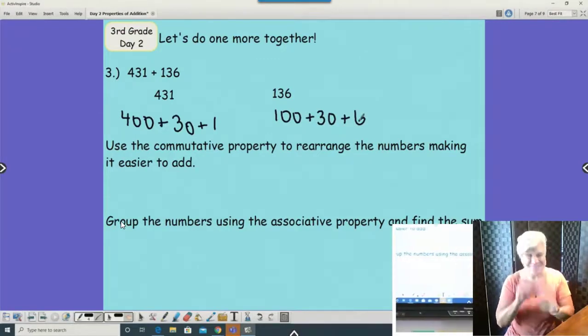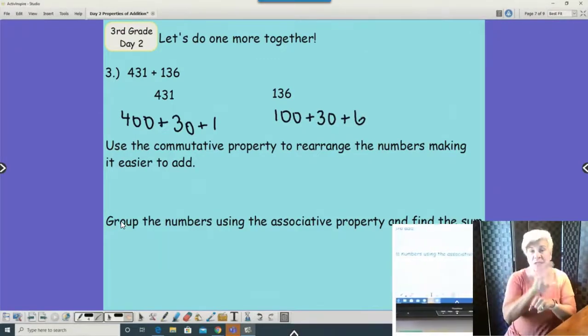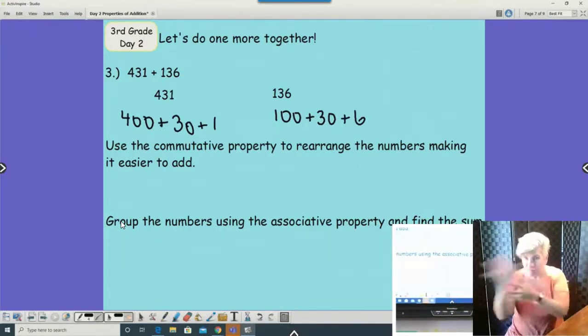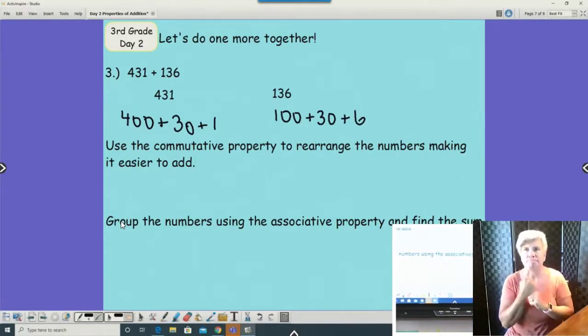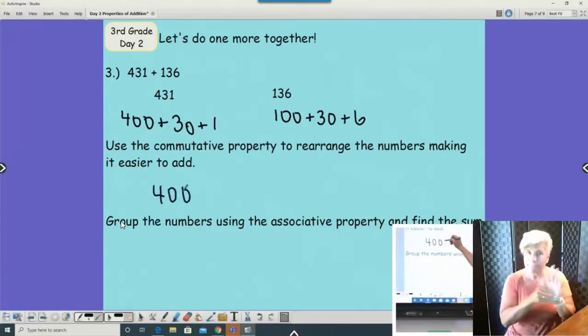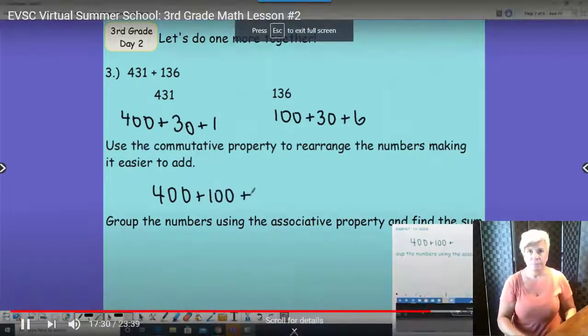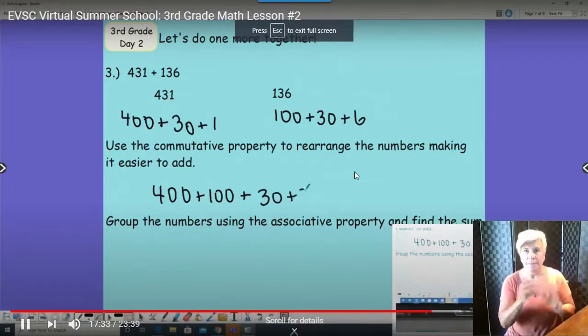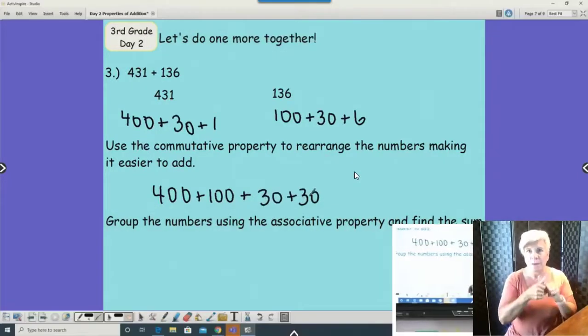Great job. Okay, now I'm going to use that commutative property and I'm going to rearrange all those numbers and put all the like ones together. What are you thinking? Yeah, I think we need to put the hundreds together first. So 400 plus 100. What's next? That's right, our tens. Ooh, 30 plus 30. And remember, I have to put both of those 30s, even though they're the same number. If I leave one out, I'm going to be short somewhere. So make sure you bring all those numbers down. And then 1 plus 6.